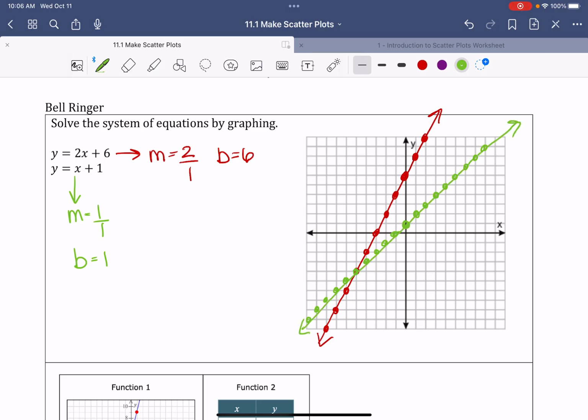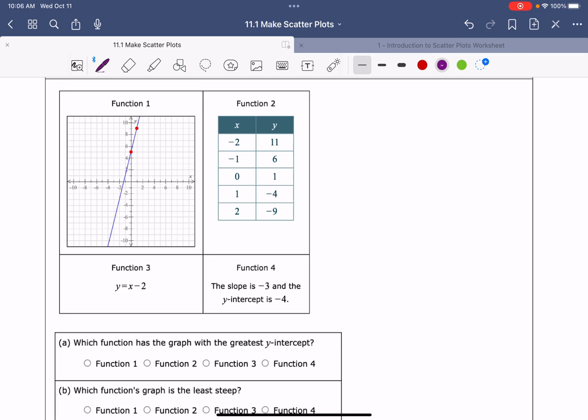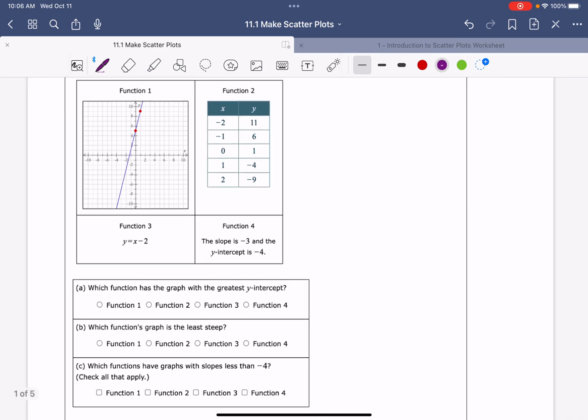And remember, the intersection spot is where your answer is. So right there where the two lines intersect is at -5, -4. Okay, next problem is asking you to compare these four functions with each other.